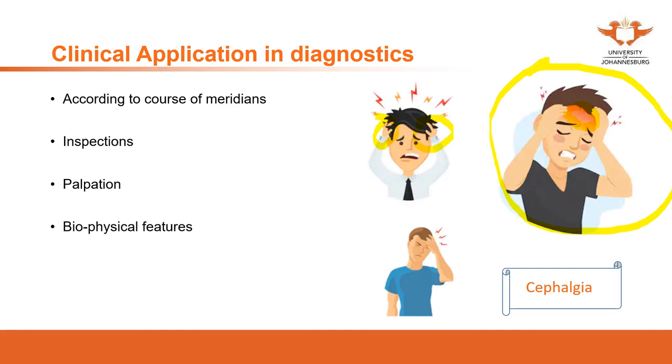And the gentleman in the blue shirt, he suffered from a headache also from the one side and on top of the head. Why the same disease, headache, cephalgia? Why did they get different symptoms in different areas? And what do these different areas indicate to us? They indicate the pathogenic condition of the body.